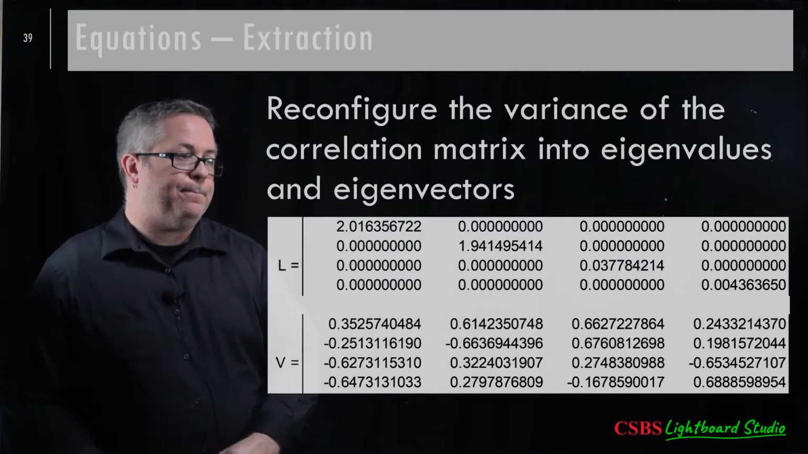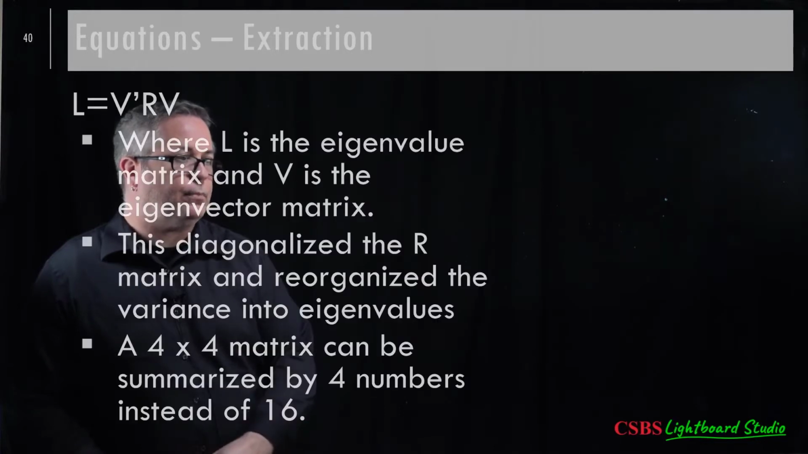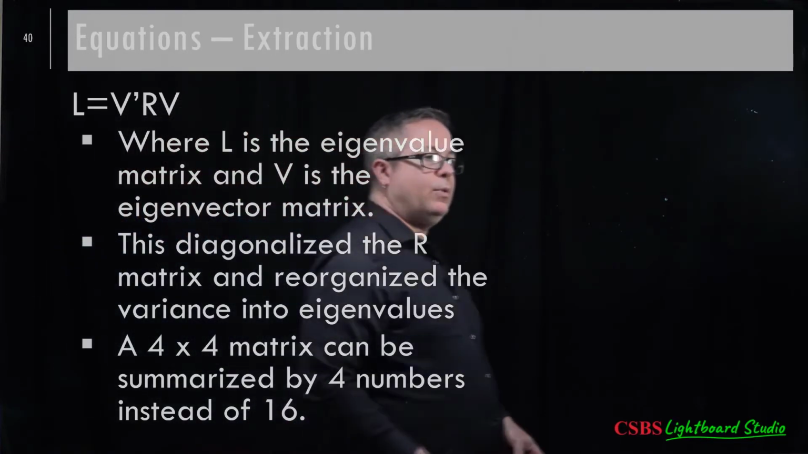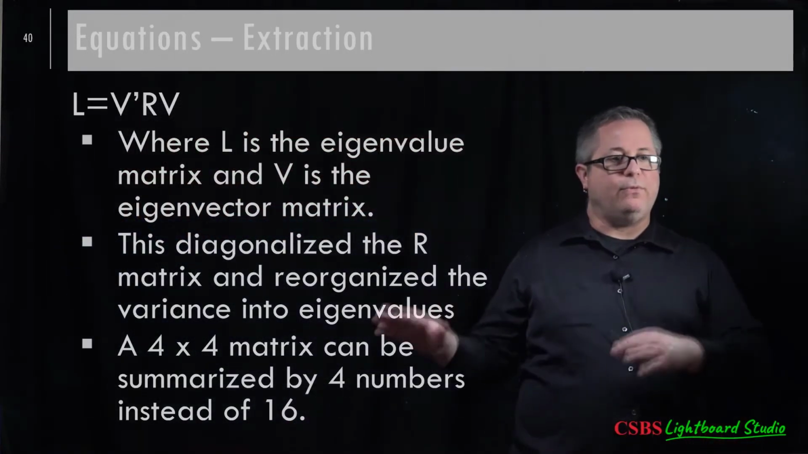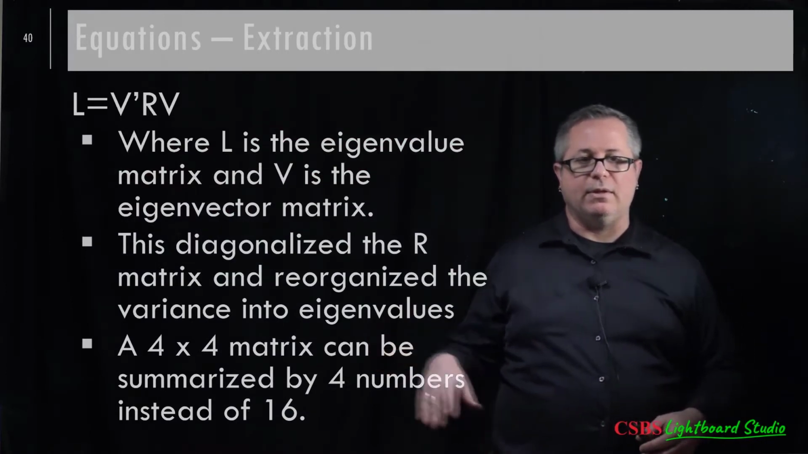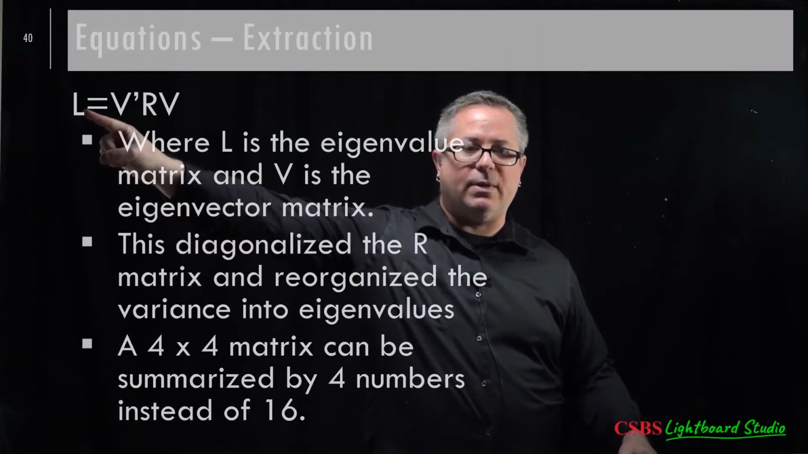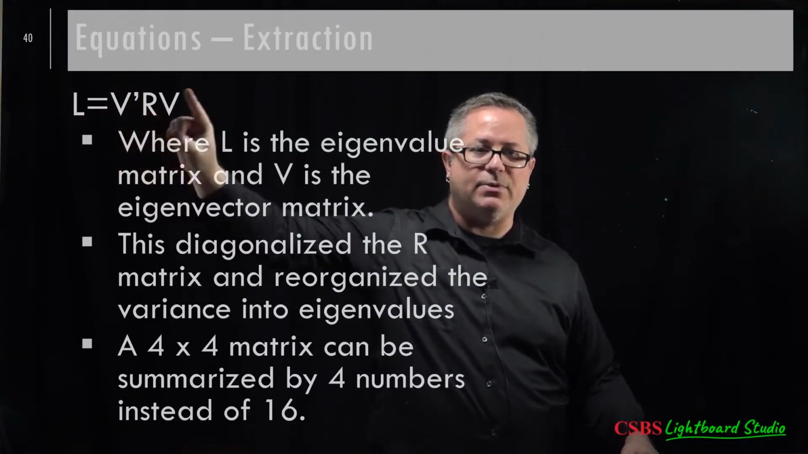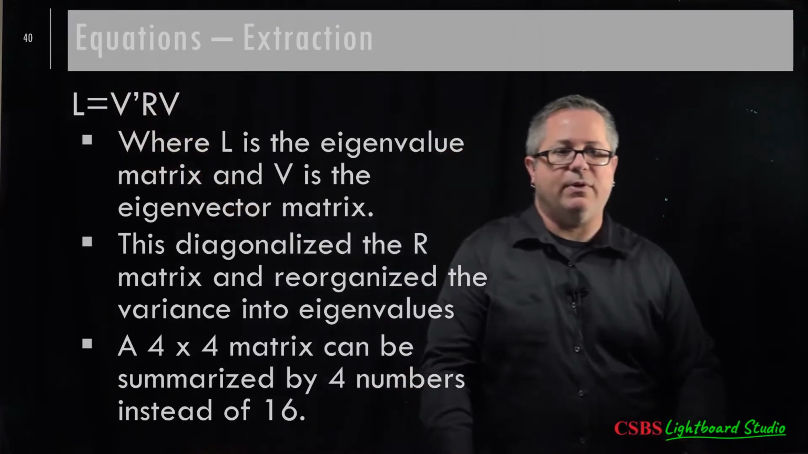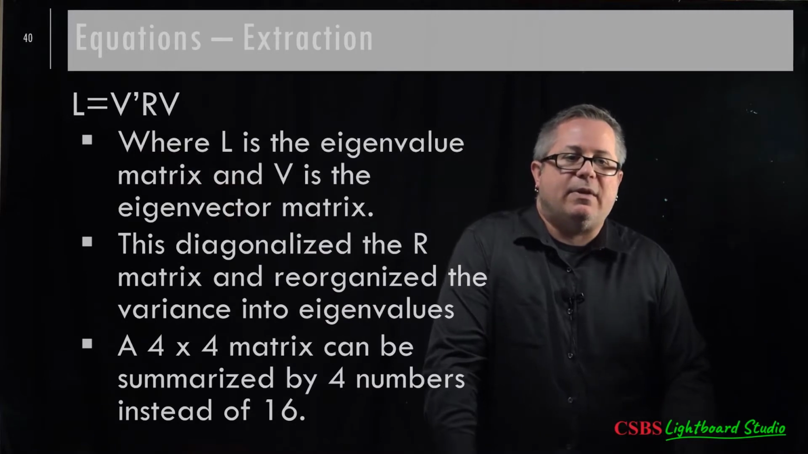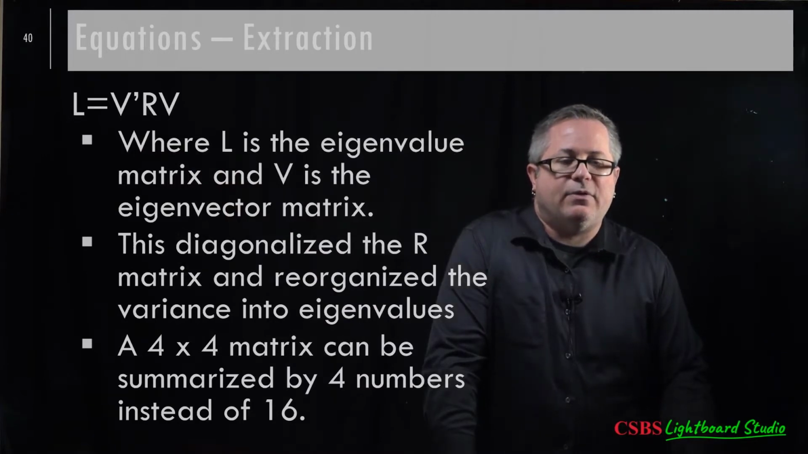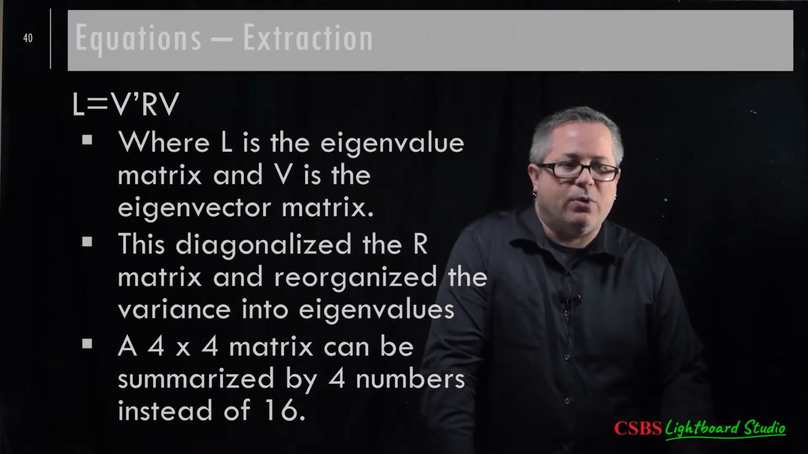Okay, so the way this works, we saw this before. I'll just repeat that the eigenvalues can be found by taking the transpose of the vector times the correlation matrix times the vector again. All right, so L is the eigenvalue matrix, V is the eigenvector matrix. This is a diagonalized form of the R matrix and reorganized variances in the eigenvalues. There's a lot of details there.